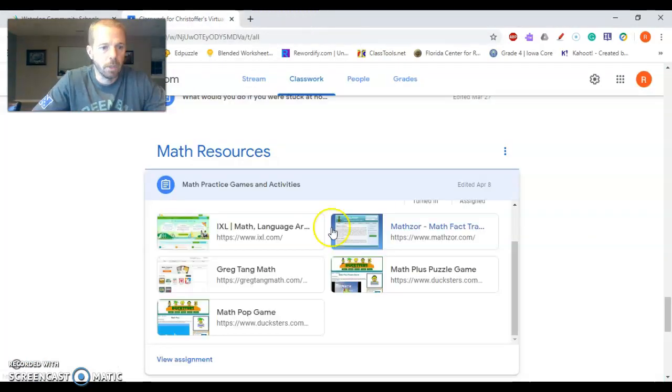Okay, all right, have fun with those. Those are really good for strategic thinking, for addition, and for just overall math skills. Let me know if you have any questions.